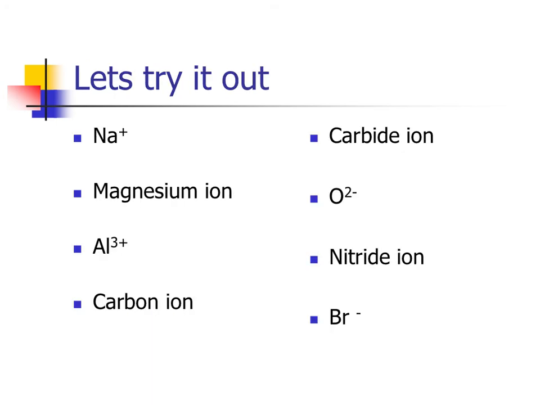So let's try some out. Na is the symbol for what? Na is the symbol for sodium. And because it's positive, all we have to do is add ion at the end of it. In the next example, we have the magnesium ion. Magnesium symbol is Mg. The charge that we have, because it's in group 2, is a positive 2 charge.